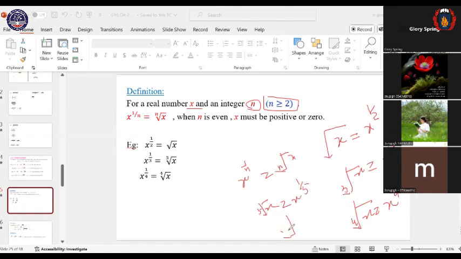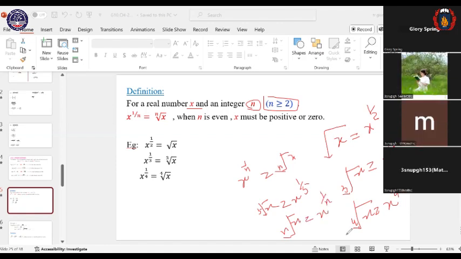In general, the nth root of x is x power 1 by n. So the nth root of x equals x power 1 by n. The square root is x power 1 by 2, the cube root is x power 1 by 3, and the 4th root is x power 1 by 4.